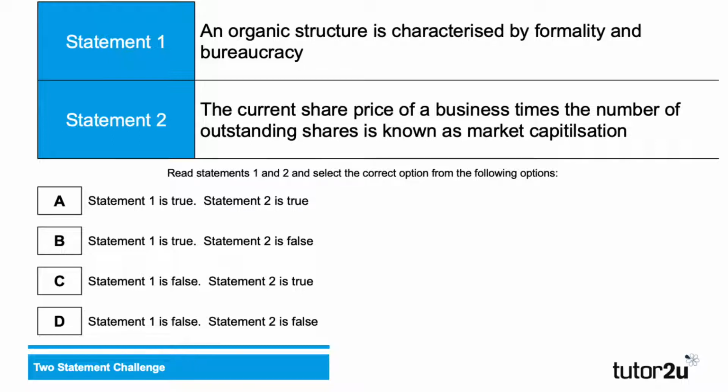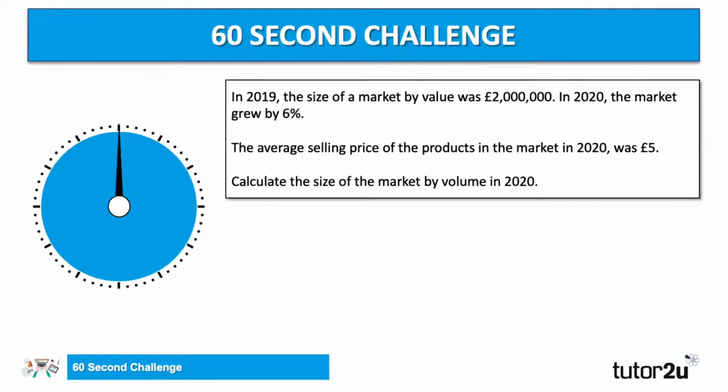Thank you, Nima and Toby and Isabella. Very quick. Harry as well. Great stuff. Okay, I think we're all in agreement here that it's C is the correct answer, because statement number 1 is false. That's not an organic structure. Statement number 2, though, is true. Market capitalization is indeed the share price multiplied by the number of shares. So well done if you got that right.